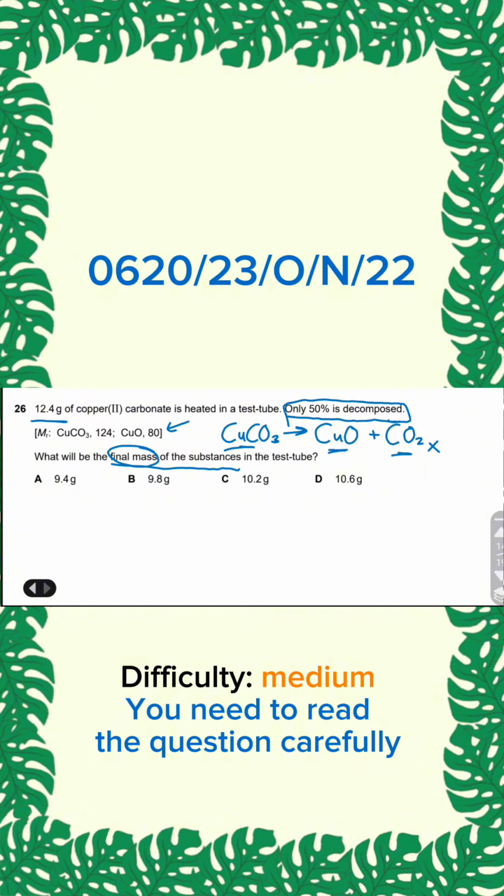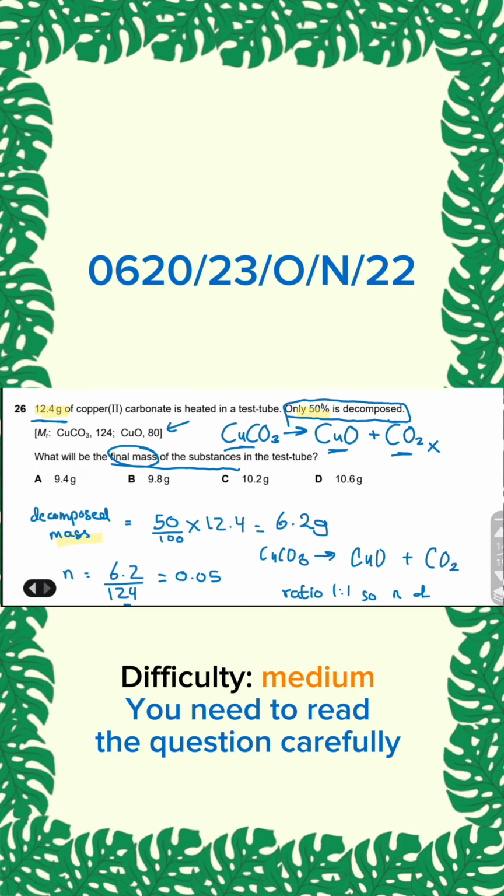We have the mass of copper carbonate, but this is the original amount. We know that 50% of it decomposed. So the decomposed mass of copper carbonate is 50% times 12.4, we get 6.2. This is the mass of our reactant. Next, we need to find the mass of copper oxide, and we can do that by finding the number of moles of copper carbonate and then use the ratio of the equation.